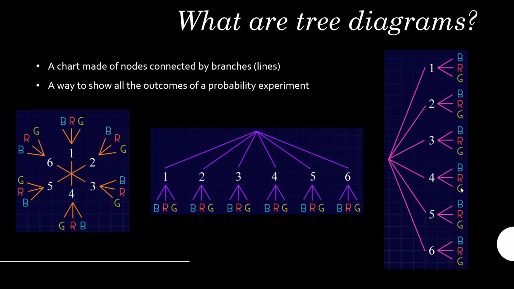Now, another thing that's super cool about tree diagrams is that if you were to count all of the different options that you have on the bottom, that's your total number of outcomes. So if I were to roll a dice and then spin a spinner, I could have a total of 1, 2, 3, 4, 5, 6, 7, 8, 9, 10, 11, 12, 13, 14, 15, 16, 17, 18 different outcomes.